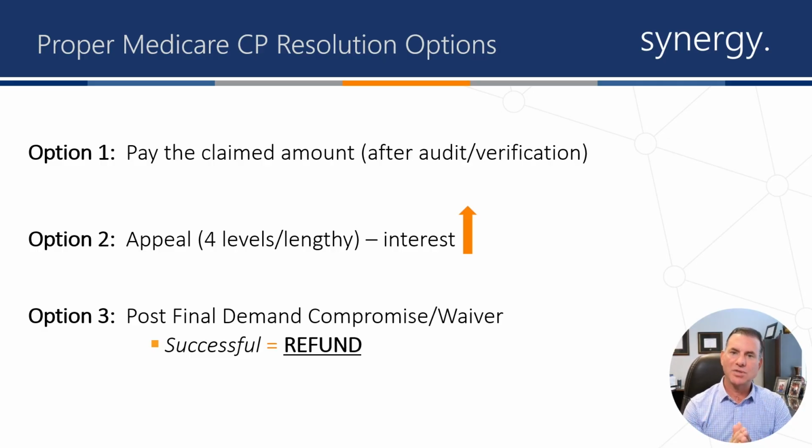post-final demand compromise or waiver. And if that's successful, Medicare actually issues a refund. And the way that works, I'll explain in a moment in more detail, but basically it involves paying the final demand and then going through the process to resolve through that methodology, but that stops interest from accruing.